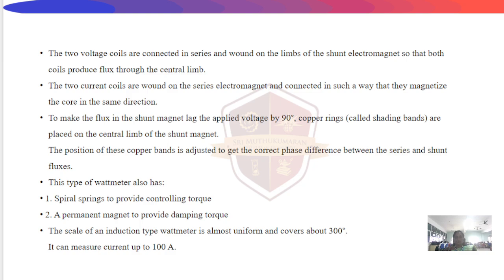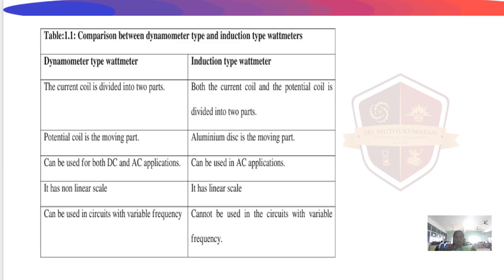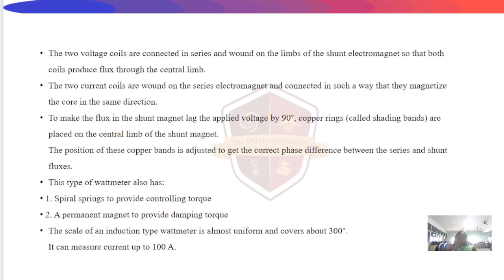For controlling torque, spiral springs are used. For damping torque, a permanent magnet is used. The scale is almost uniform and covers around 300 degrees. This type of wattmeter can measure current up to 100 amperes.